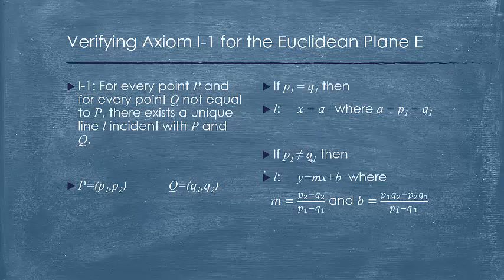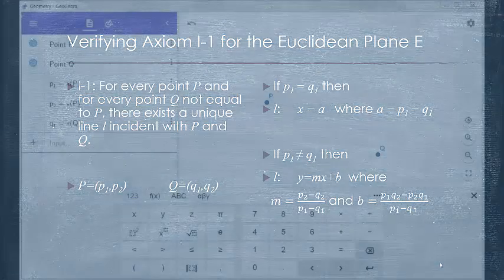If the first coordinates are different, then they lie on a non-vertical line of the form y equals mx plus b, where m is given by the usual formula for the slope between two points, the difference of the second coordinates divided by the difference of the first coordinates. And b is given by this expression, which involves a determinant of the matrix built from the points P and Q, and then divided by our difference, p1 minus q1. Let's illustrate that with GeoGebra.